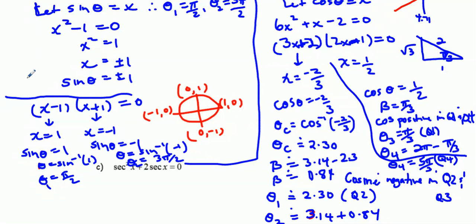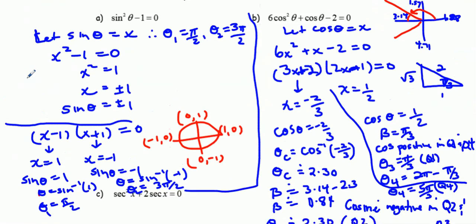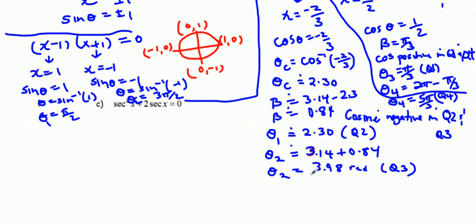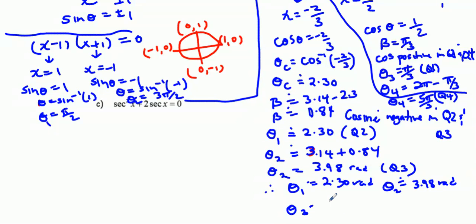All right, so I found 4 angles that will satisfy this trig function, and so I'm going to put a conclusion in there. Theta 1 equals approximately 2.3 rad. Theta 2 is approximately 3.98 rad. Theta 3 is not approximately, it's exactly pi by 3. And theta 4 is exactly 5 pi by 3.